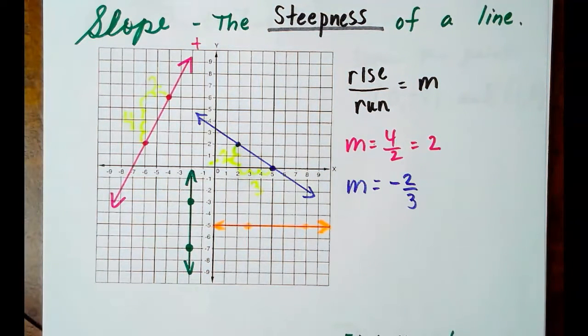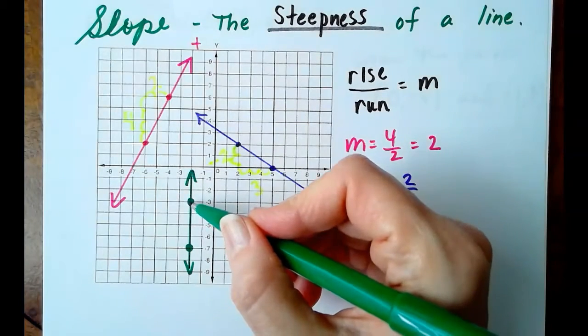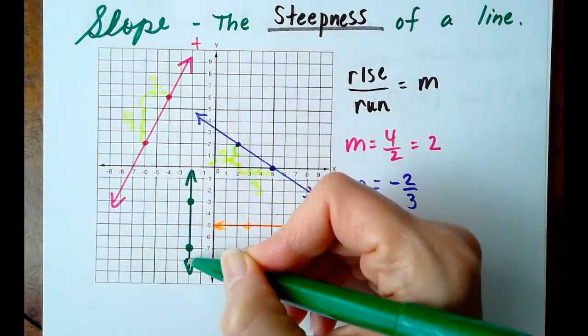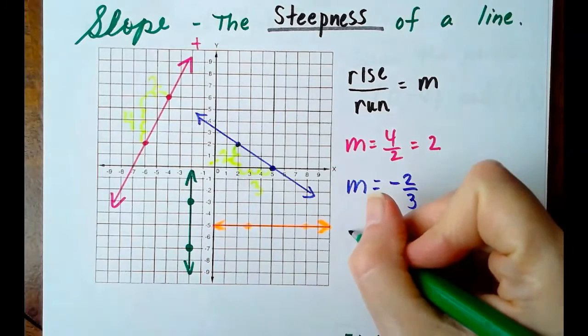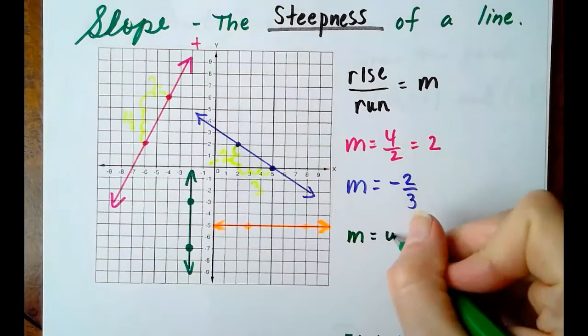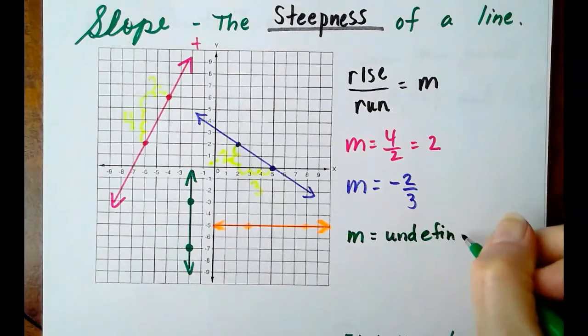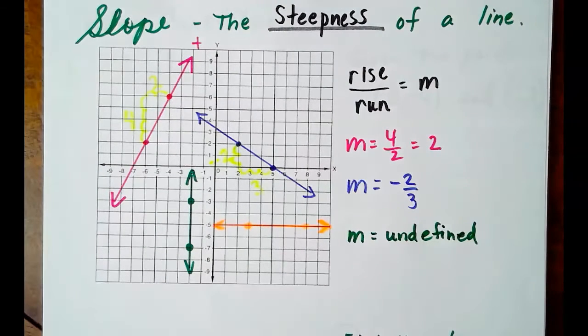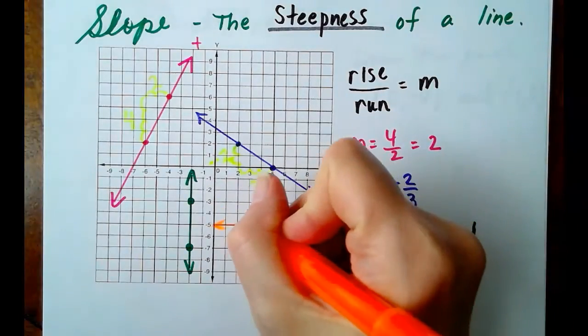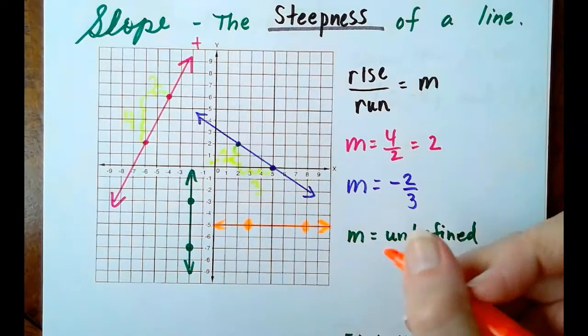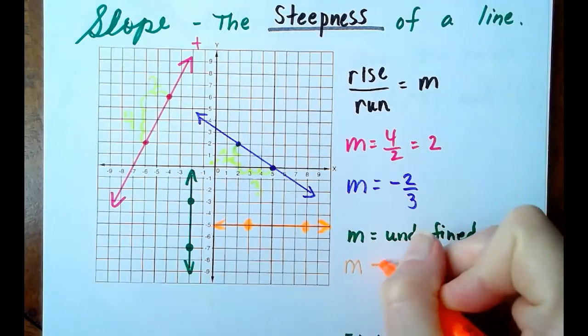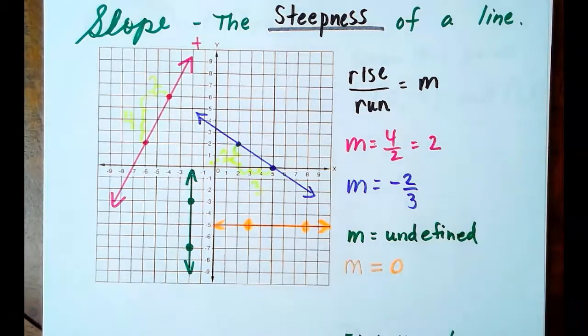Next, let's look at the green line. The green line is a vertical line, and a vertical line is infinitely steep. There is no run. So when we talk about the slope of a vertical line, we say that it is undefined because it's infinitely steep, and infinity is not something that we can define. Let's compare that with the orange line. The orange line is a horizontal line. It has no rise. So its slope is equal to 0. A horizontal line has a slope of 0.